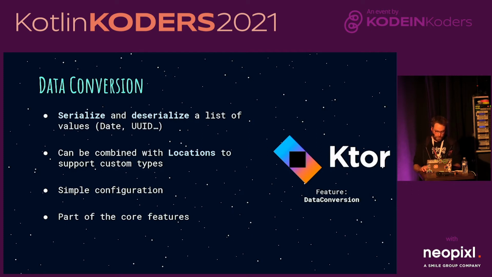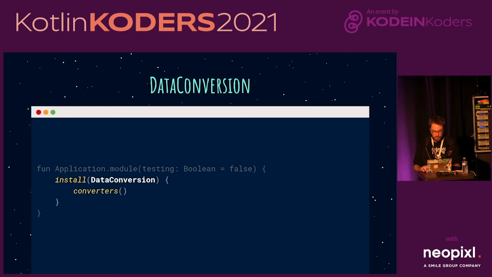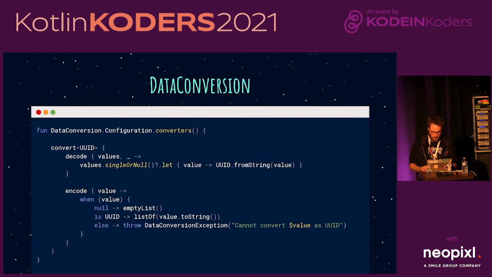So how it works. On the application module, again, I'm going to install the new feature. So install data conversion, and I'm going to create a converters in order to support the new UID type. So converters is an extension function on the data conversion configuration. And I'm going to convert the UID, so I'm going to implement the two lambdas, which is decode and encode, so to send and receive this new type. So, okay, I'm going to do my stuff, going to handle the new UID as simple as it is on the screen.